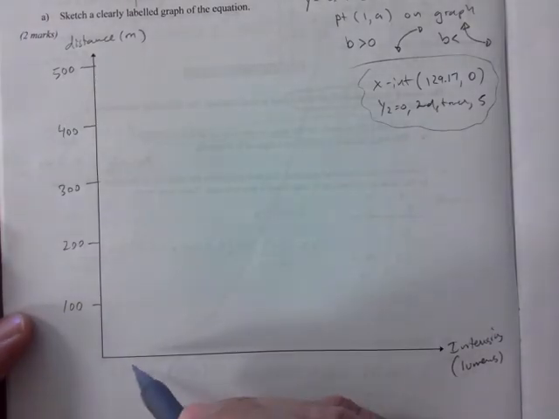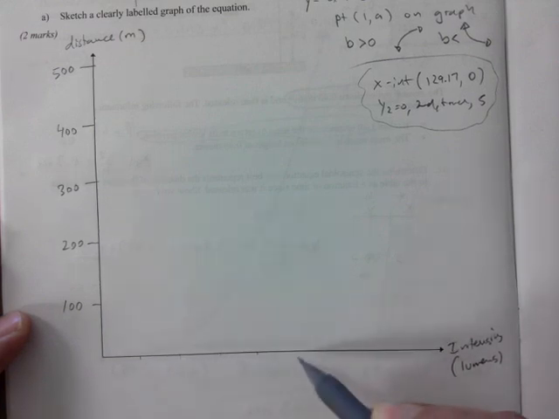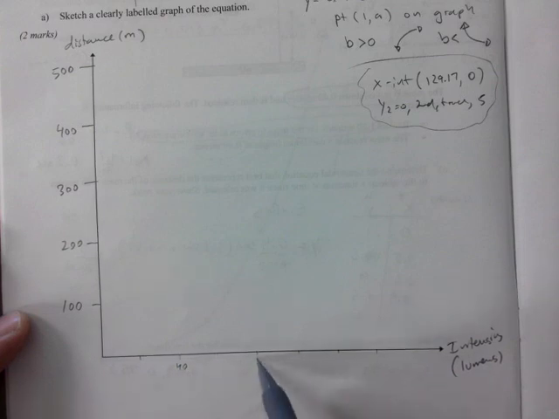So here we go. Let's see here. 20, 40, 60, 80, 100, 120, 140. That works pretty good. So 20, 40, I'm going to label every other one.